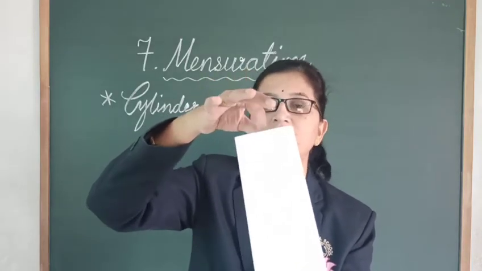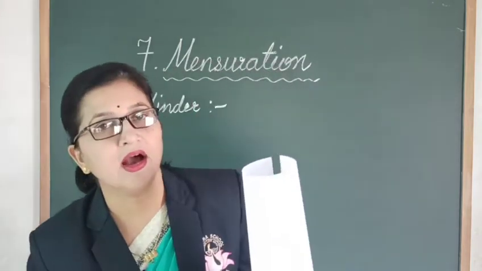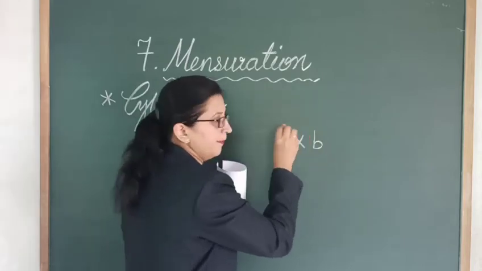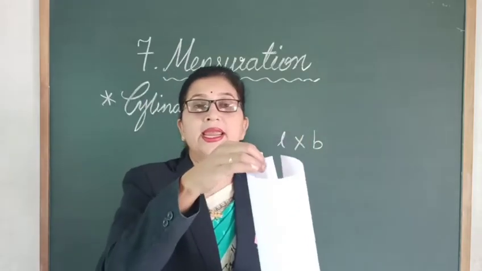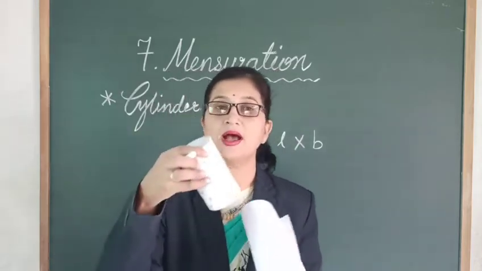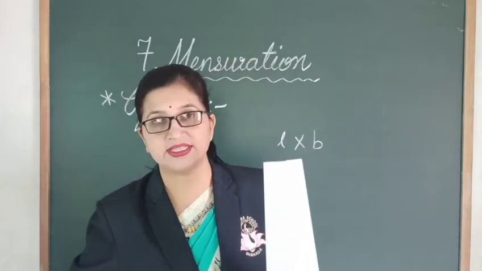So let's find out the area of the rectangle. We know that area of rectangle is equal to length into breadth. But in the case of cylinder, we don't have the length and we don't have the breadth. Then how to find out the curved surface area?